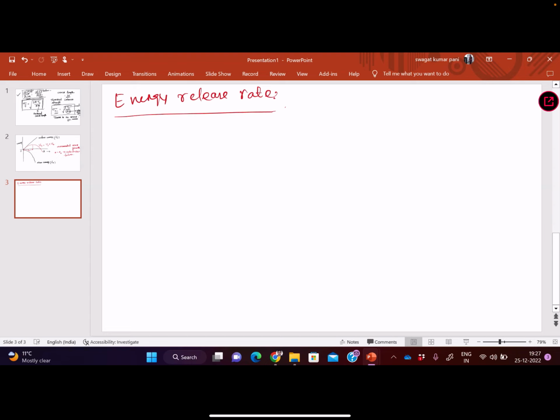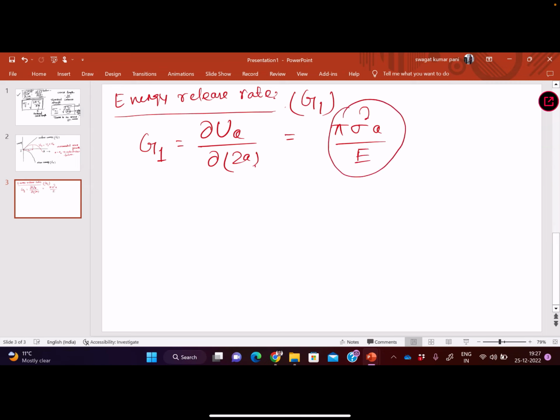This is an important term, energy release rate. This is denoted as G1. So what is this? This is just as we have discussed in the first, differential of del U_a by del 2a. That is basically, this is also called crack driving force.